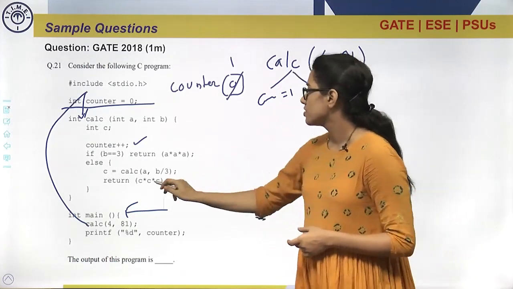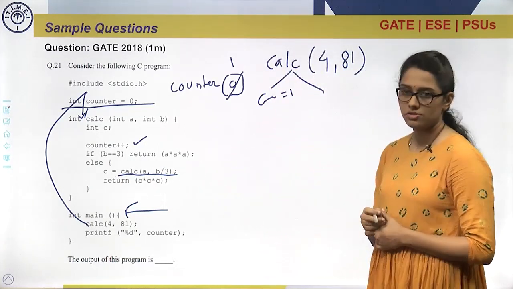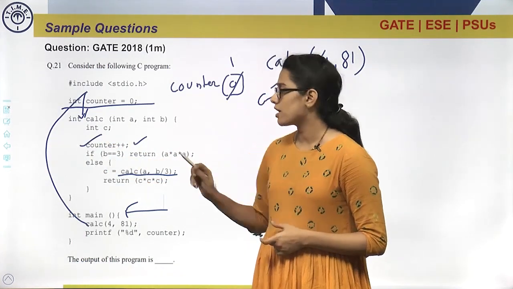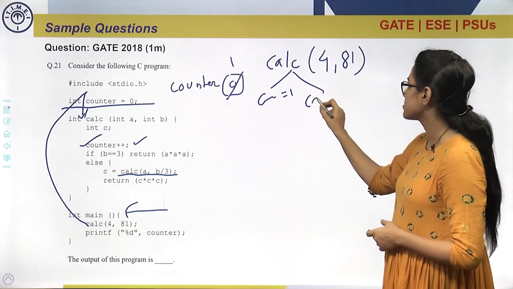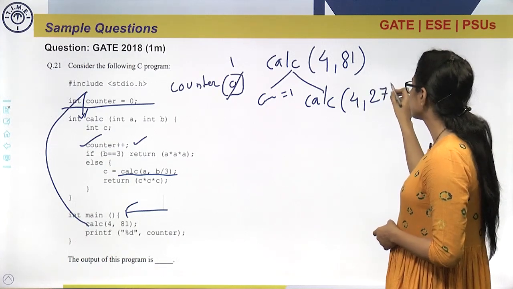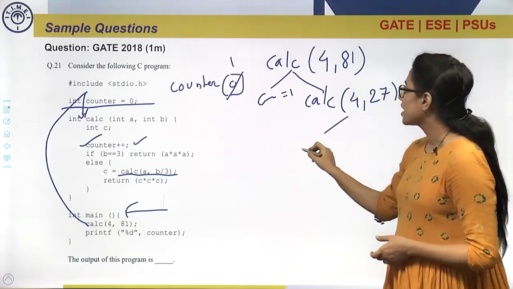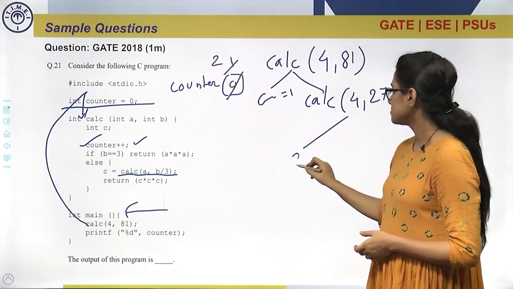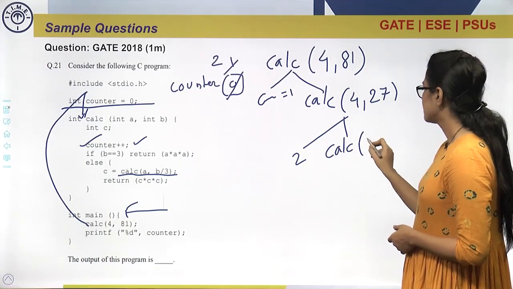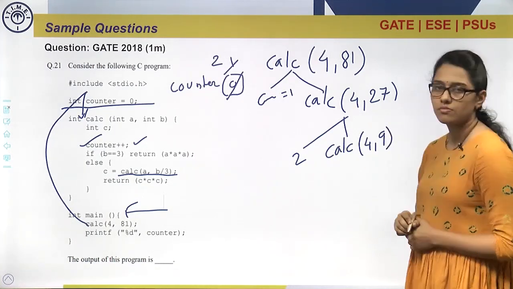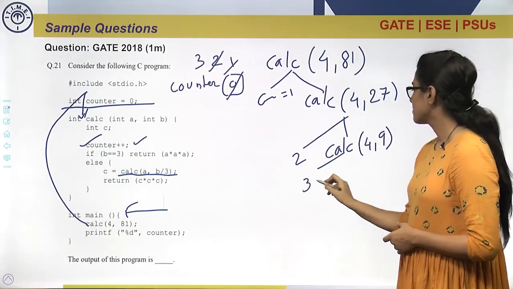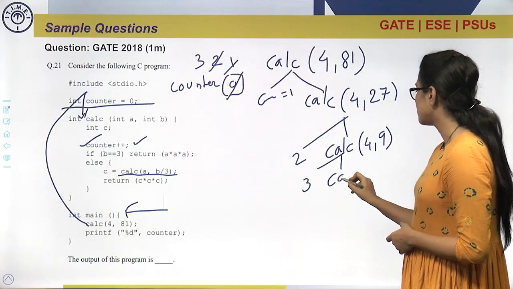And second is to call this function calc. Here the main statement is this one, either if this or else this. First the else will get executed because the value of b is not 3. Second, again increment this counter to 2, and then again call the calc function. Third, again increment this value to 3 and call the calc function.